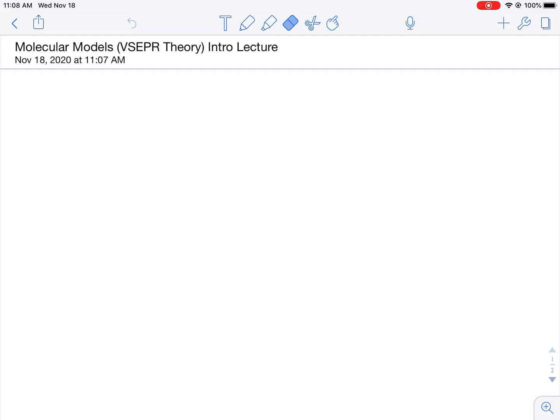Hi, today's lesson is about molecular models and what the shape of a molecule actually looks like, and that's also known as VSEPR theory. I'll elaborate on what those letters stand for as we work our way through this introductory lecture.